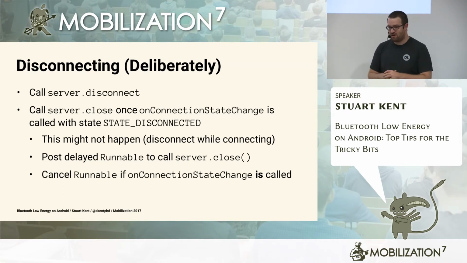So my recommendation here is whenever you call disconnect, post a 1 second delayed runnable that will call close. If you receive the disconnect callback in the meantime, you can just discard that runnable and do the close yourself. And if it just doesn't appear, call close anyway. If you don't call close, that basically takes up one of your limit of 7 concurrent connections. So if this happens to you a lot, eventually you will run out of connections, and you won't be able to connect to any more peripherals until you reset the whole Bluetooth stack on the phone.